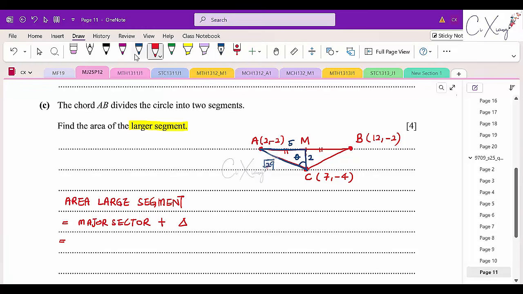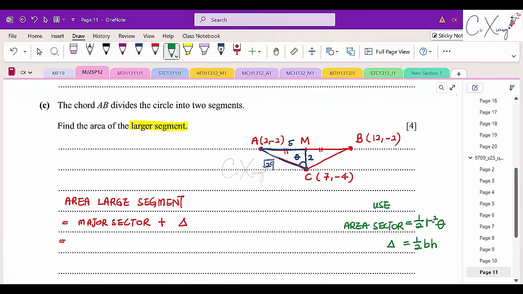Okay, so what is the formula for the sector? For the area of a sector, the general formula is half r square theta. Theta is the angle of the sector, right? Then after that, for the triangle, I think there are many ways. For us, we can use half times base times height here. Okay? Alright, so let's look for the major sector first.